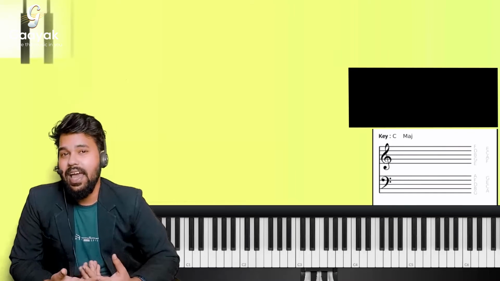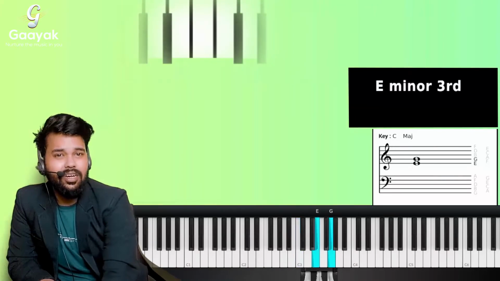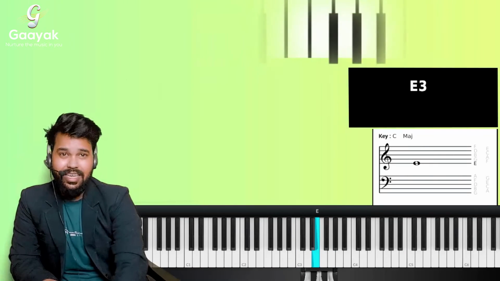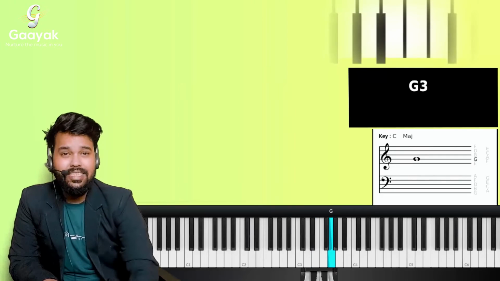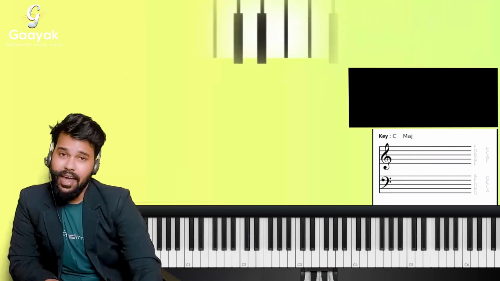So we are going to learn the treble clef one more time. I'm going to revise it for you. E, G, B, D, and F. So that's the treble clef. Whenever you see some note like this on your treble clef, you can instantly say, oh, that's an E, that's a G, that's a B, that's a D, that's an F. So E, G, B, D, F.